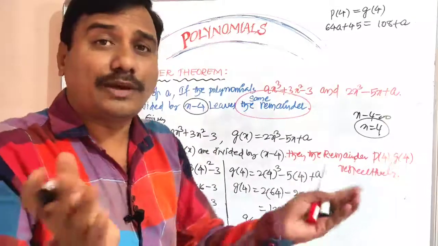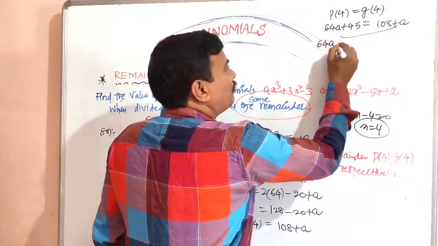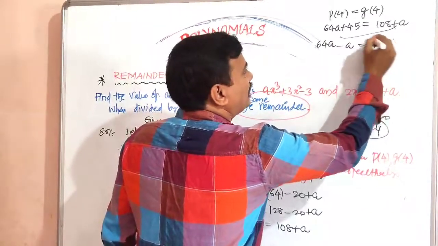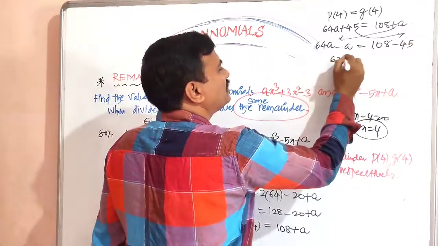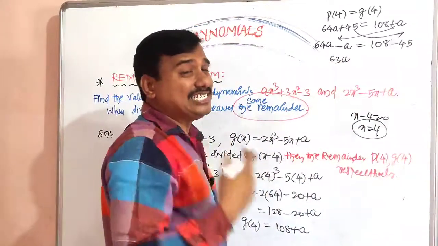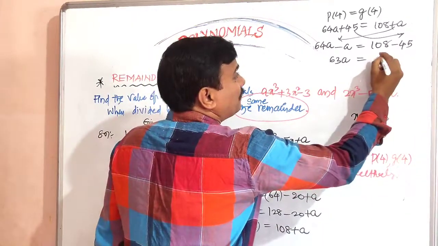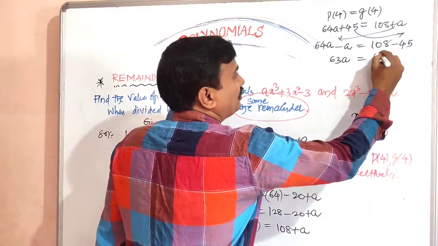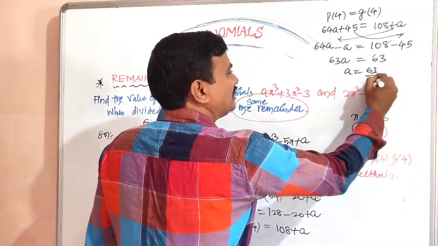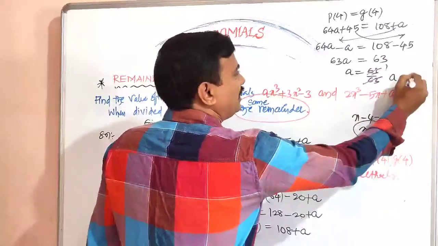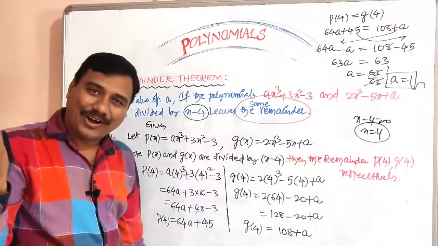Now separate the like terms, which means 64a minus a comes here. 108 as is, 45 goes to that side, minus 45. What about 64a minus 1a? 63a. 108 minus 45 is nothing but 63, right? 63. Now a equals 63 by 63, which cancels. Now a equals 1. This is your value. Got it?